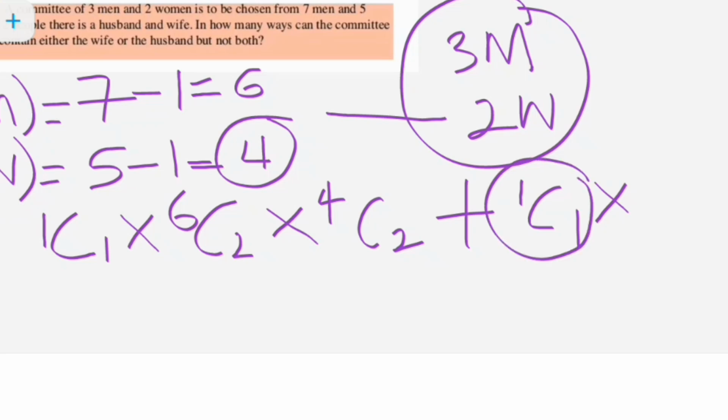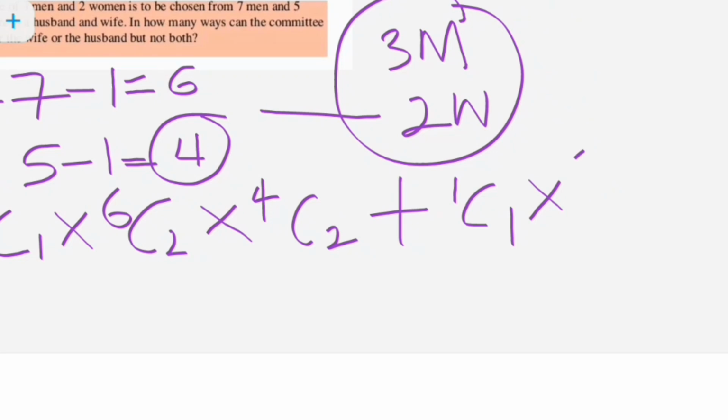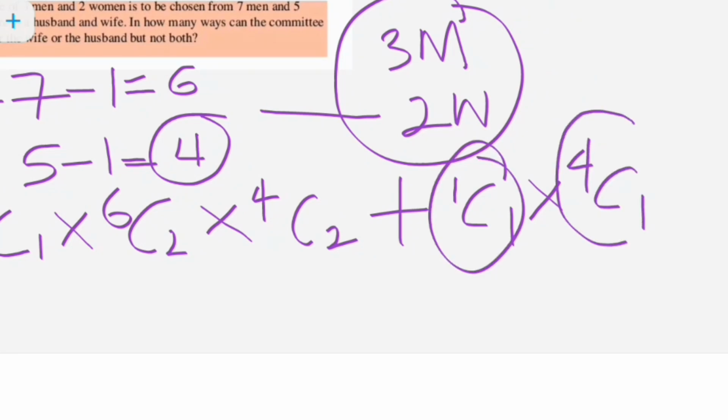So I've chosen 1 woman. I need 1 more woman to make it complete. I've chosen the wife. I need 1 more woman to make it complete. But now the number of women are 4. So that will be 4C1. So this is the wife. This is the 1 person from the rest of the women.